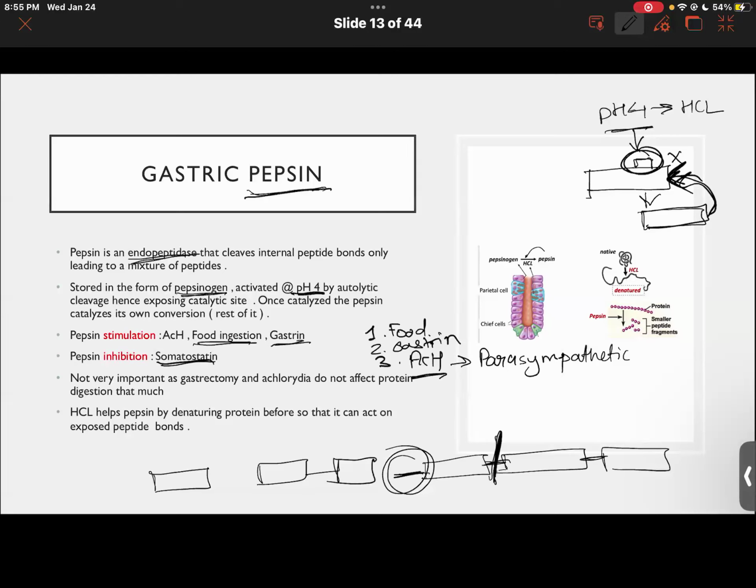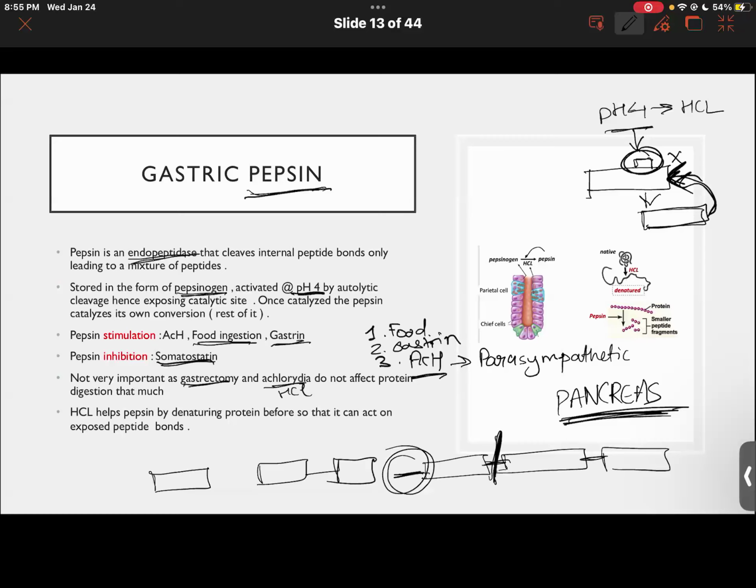It's not that important, because we have other proteolytic enzymes that break down proteins coming from the pancreas. So pepsin, sure, it helps, but it doesn't make that much of a difference if it's not present. And that's why when you have gastrectomy, which is removal of the stomach, or achlorhydria, which means no HCl or pepsin, it doesn't affect the person that much because the pancreas is going to take care of it. That's it for pepsin, and it's really easy.